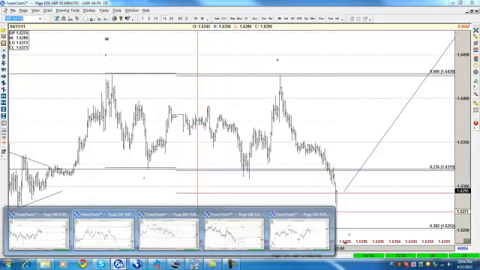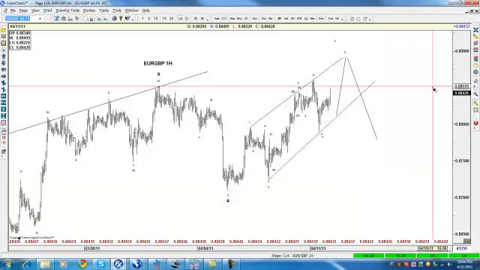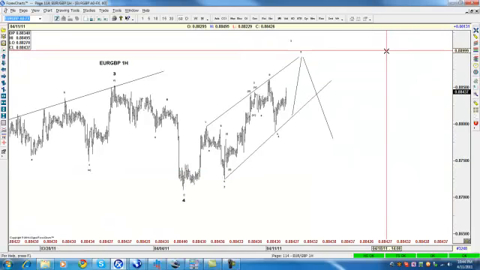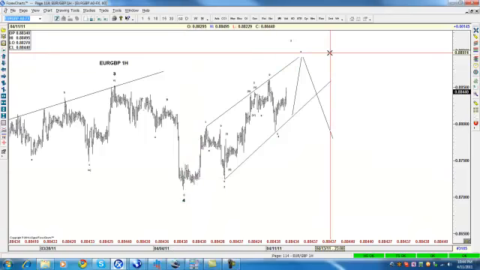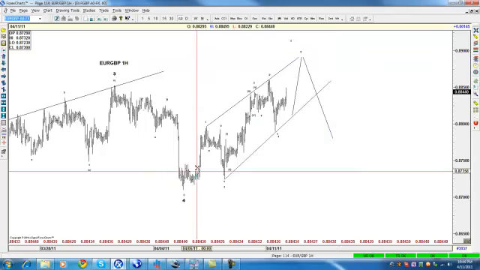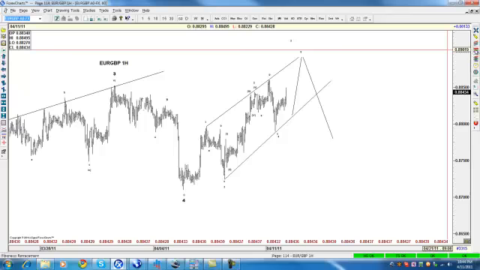Now we go to the euro pound. This is what we believe is taking place in the euro pound. Possibly a next 1, 2, 1, 2, but most likely, to be honest with you guys, it looks like it's going to be 1, 2, 3, 4, 5 as an ending diagonal.